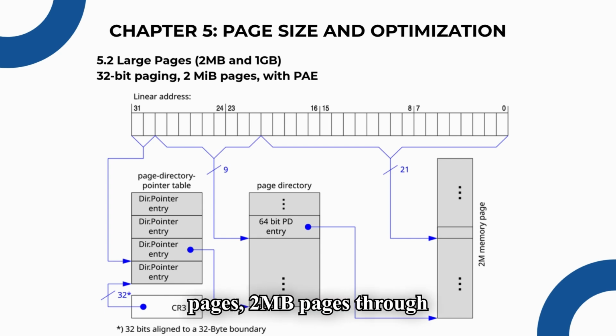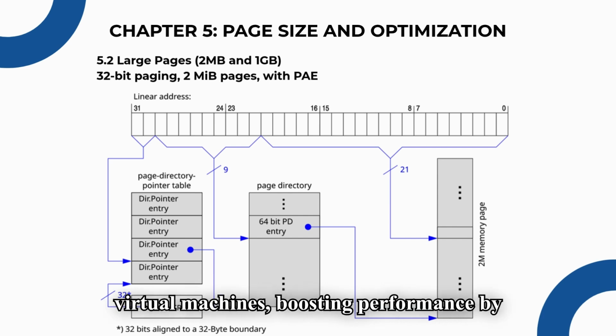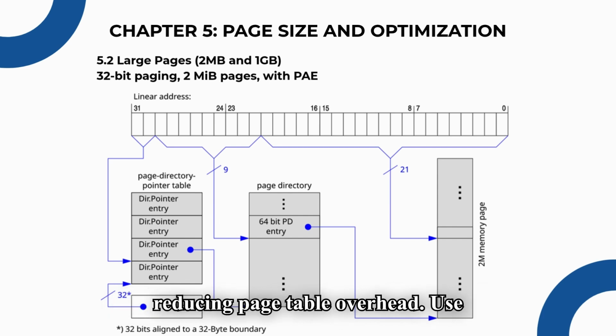x86-64 supports large pages, 2 MB pages through page directory entries, 1 GB pages through page directory pointer entries. They're great for memory-heavy tasks like databases and virtual machines, boosting performance by reducing page table overhead.